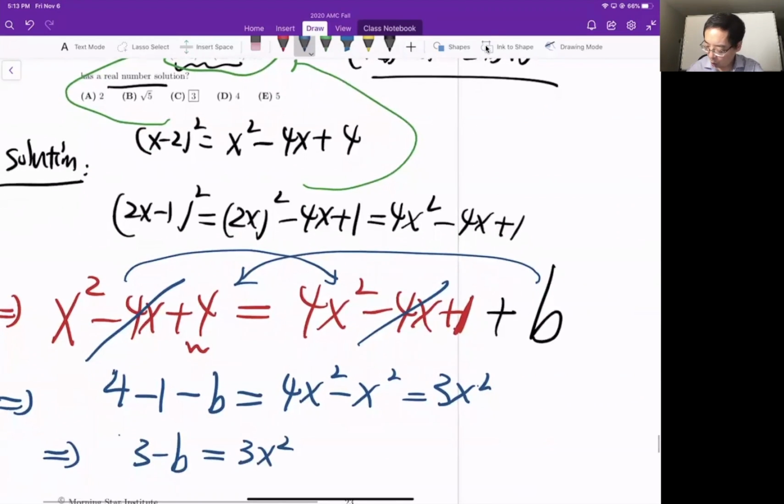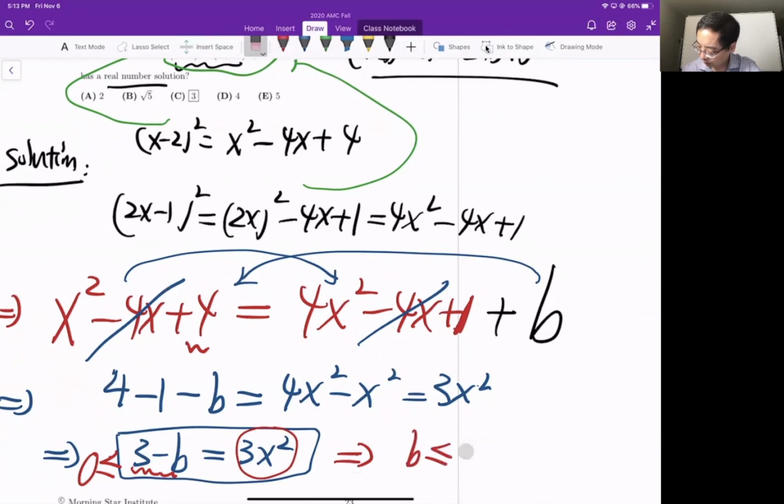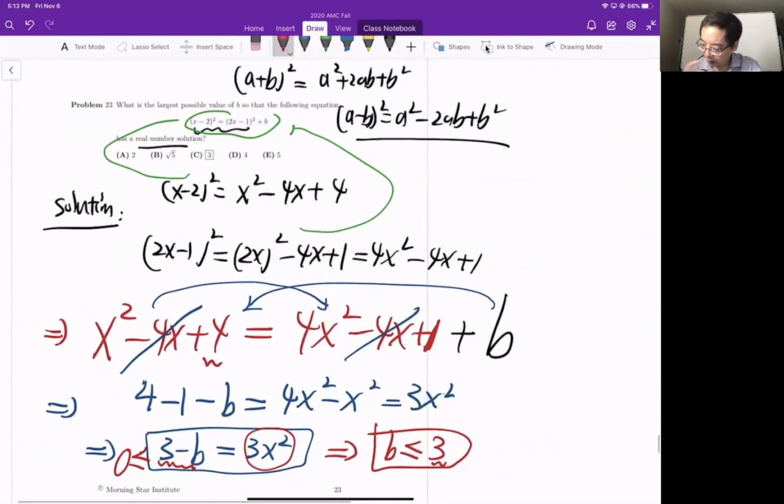The point is, in order for this equation to have at least one solution, the left-hand side has to be no less than 0, since the right-hand side is 3 times x squared. From here, we derive that b has to be less than or equal to 3. And therefore, 3 is the largest possible value so that this equation has a solution. And also, it's easy to notice if b is 3, we just get x is 0.